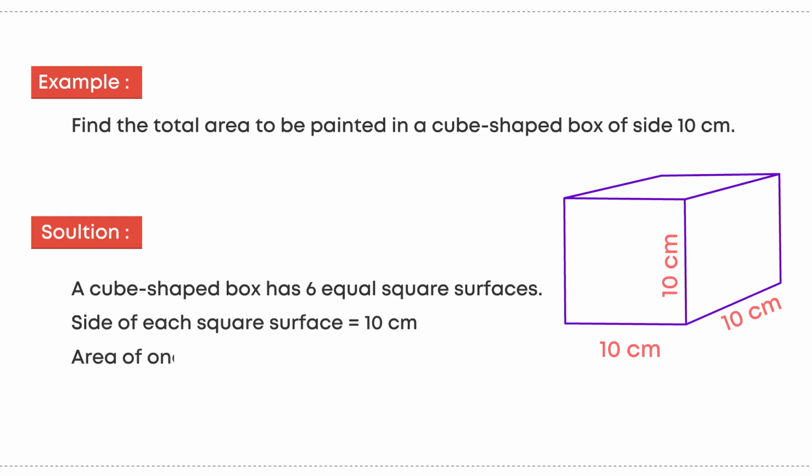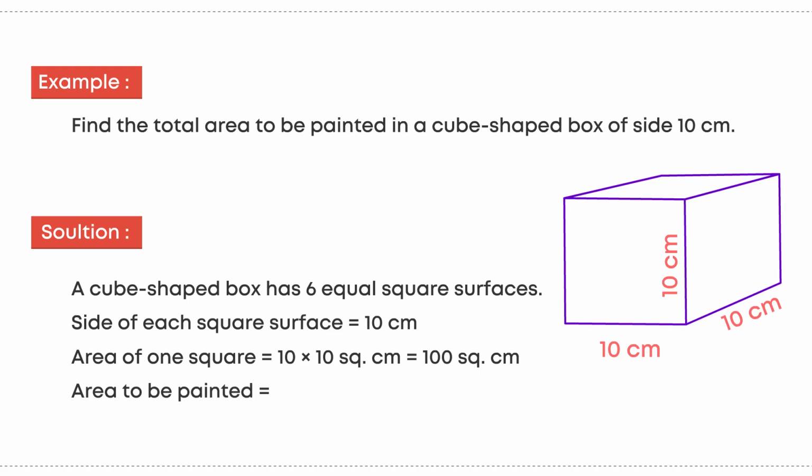Area of one square is equal to 10 into 10 sq cm is equal to 100 sq cm. Area to be painted is equal to 6 into area of a square surface is equal to 6 into 100 is equal to 600 sq cm.